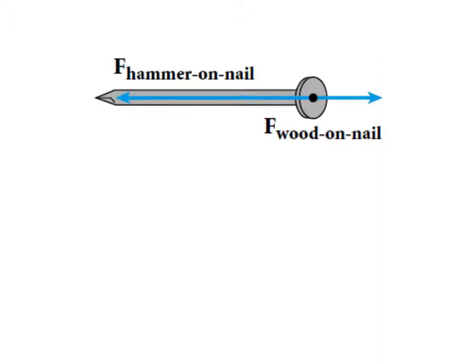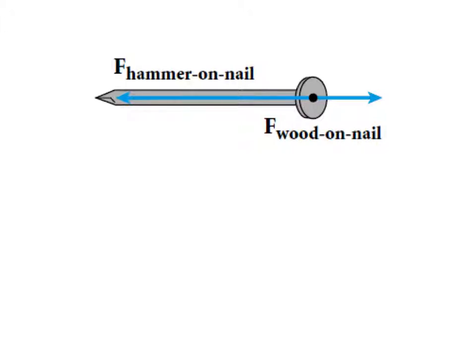Okay, so let's take a look at an example. Here we have a hammer that's hitting a nail. Why is the force of the hammer on the nail overcoming the force of the wood on the nail? It says force of hammer on nail to the left, and it looks like a bigger vector than the force of the wood on the nail. What's happening in this example here?